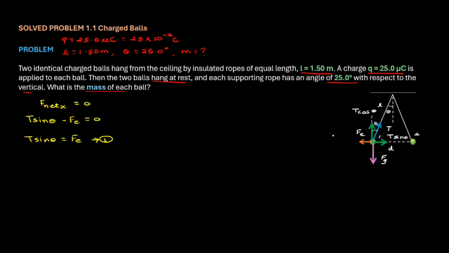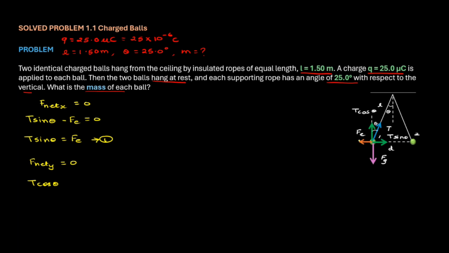We do the same thing for forces along the y-axis. We write F net y to be equal to 0. Along the y-axis, you have T cosine theta and Fg. So we write T cosine theta to be positive as it is pointing up.